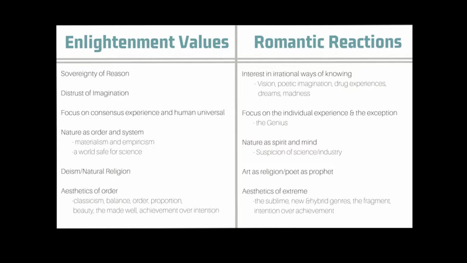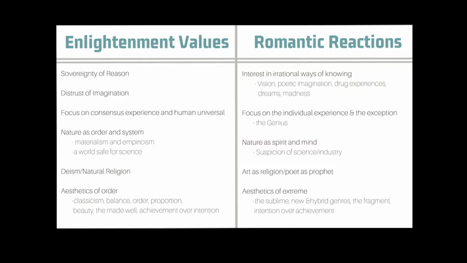The Enlightenment, first of all, focused a lot on the sovereignty of reason. As a reaction to this, the Romantic period focused more on irrational ways of knowing through visions, poetic imagination, drug experiences and dreams, and even madness at times. This was also a reaction to the Enlightenment's distrust of imagination. Next, the Enlightenment had a focus on the consensus experience and the human universal experience, and as a reaction to this, the Romantics focused more on individual experience and the exception, such as the genius.